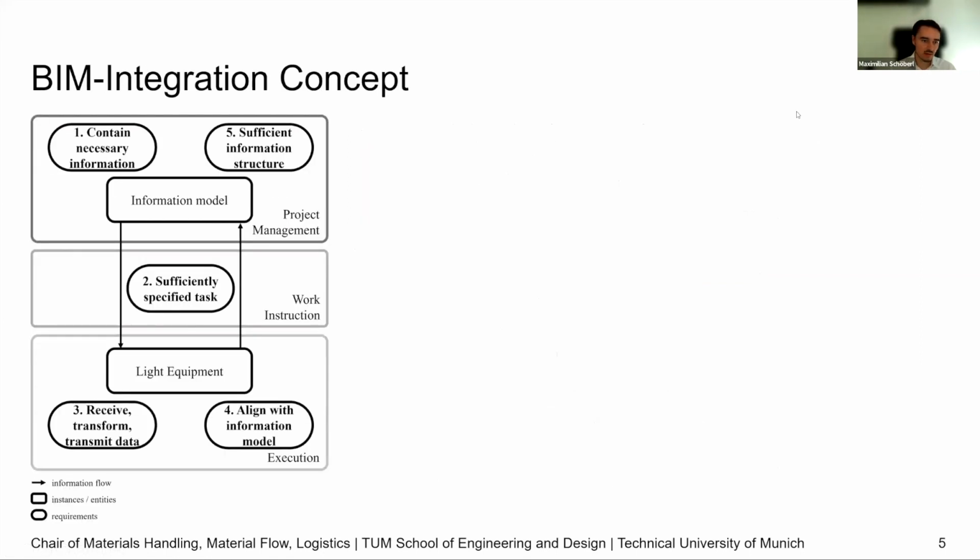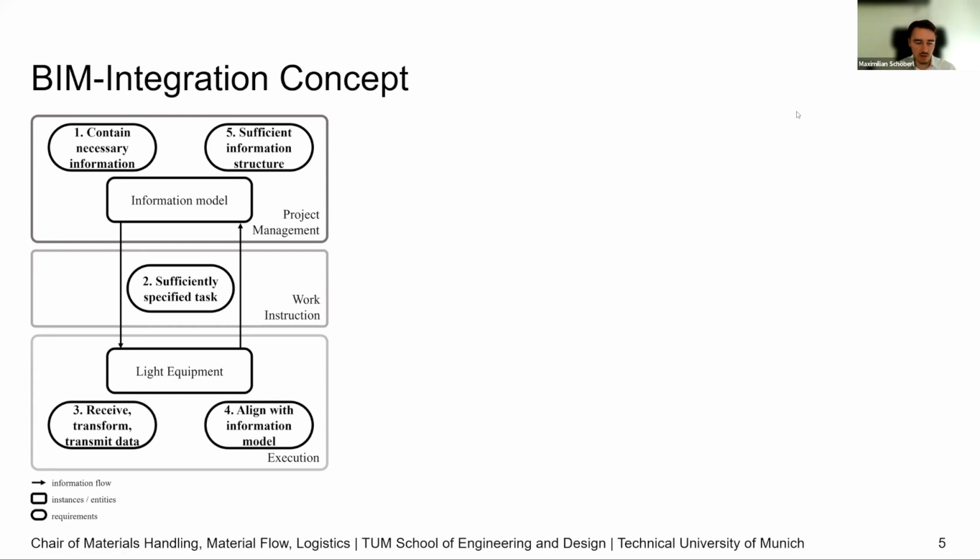So the main takeaway from the state of the art is this three-level structure, and we took that structure and did the system analysis and said, okay, on the highest level we have project management with an information model, and on the lowest level, we have the execution with the light equipment, which we would like to incorporate. So we need to build two information flows, one downwards from the information model, so as-planned data to the light equipment, and then as-built data from the light equipment back to the information model.